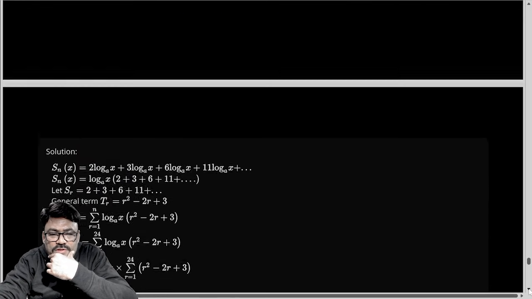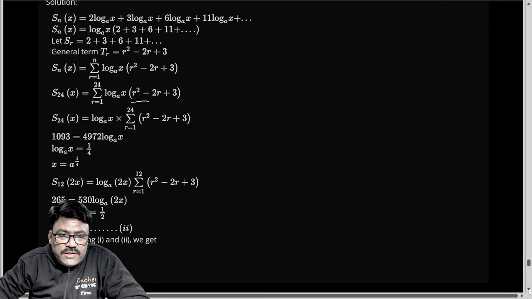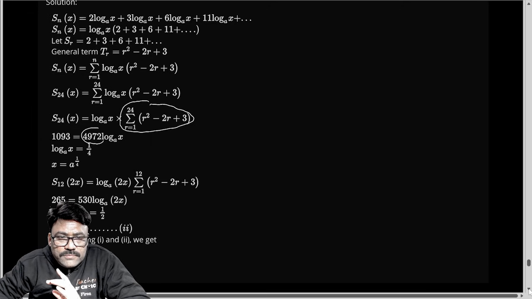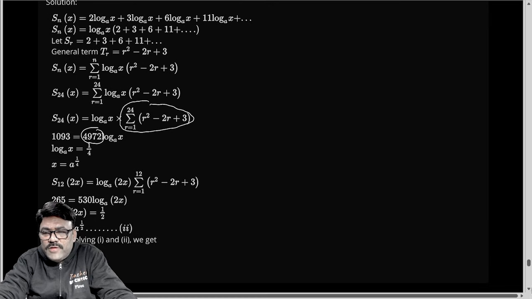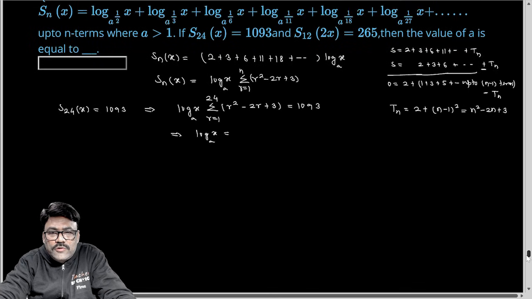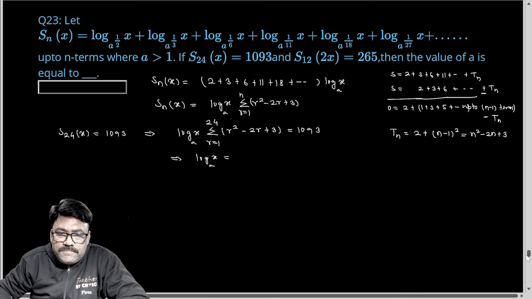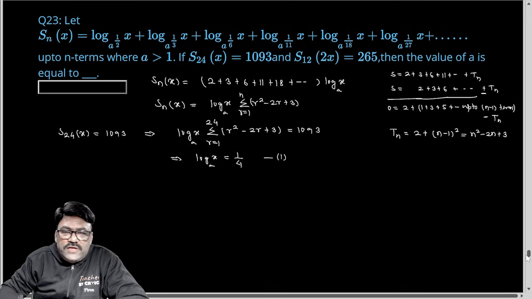If you calculate this summation, r varying from 1 to 24, it comes out to be 4972. So ultimately log x with the base a comes out to be 1 by 4. Suppose it is number 1. Next, S12 of 2x.